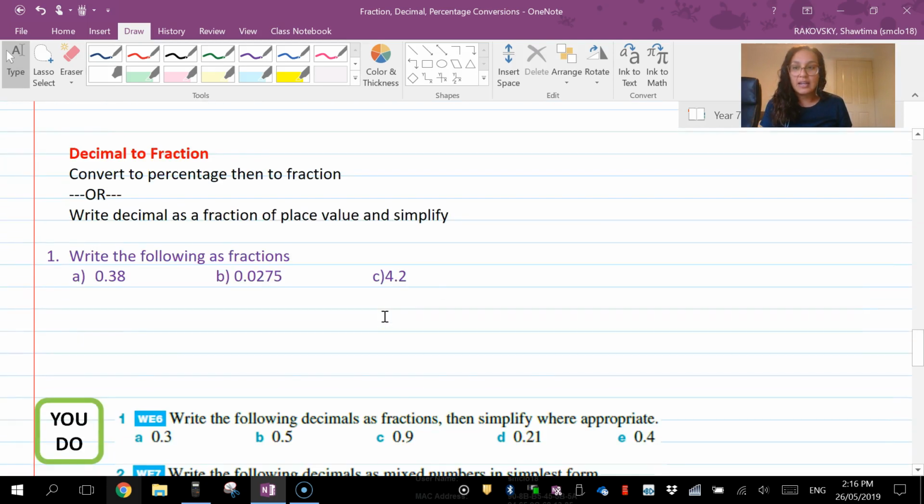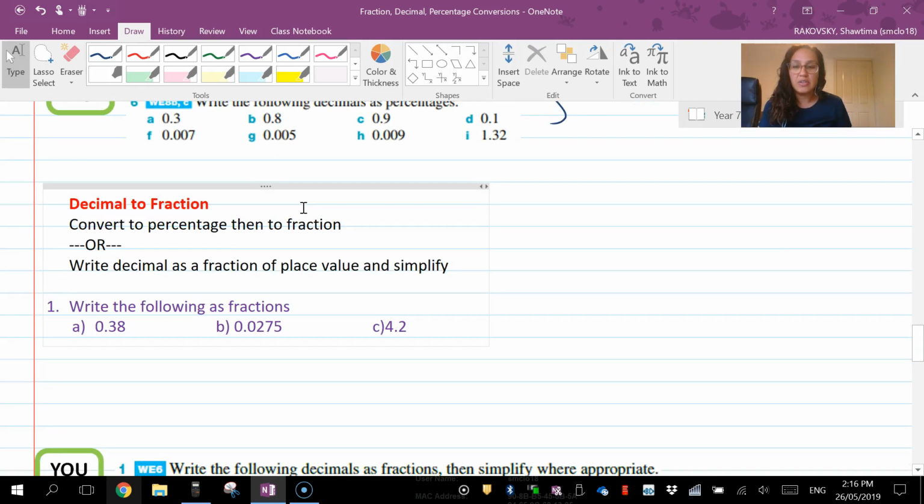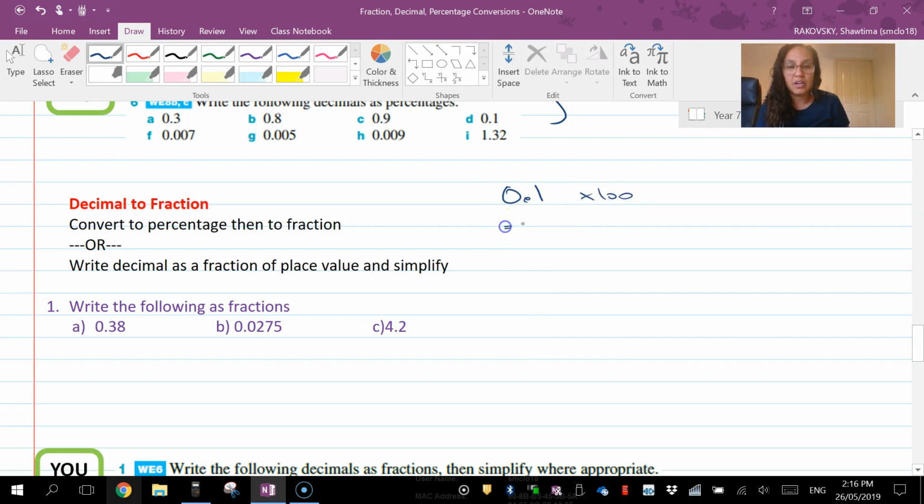Right, in the next conversion, we've got decimal to fraction. You can either take your percentage and then turn it to a fraction. So in the case of 0.1, I turn that into a percentage by multiplying it by 100, which gives us 10%. Then I'm going to write it as a fraction, 10 over 100, and that gives us simplified 1 over 10. So that is how we can go around this.